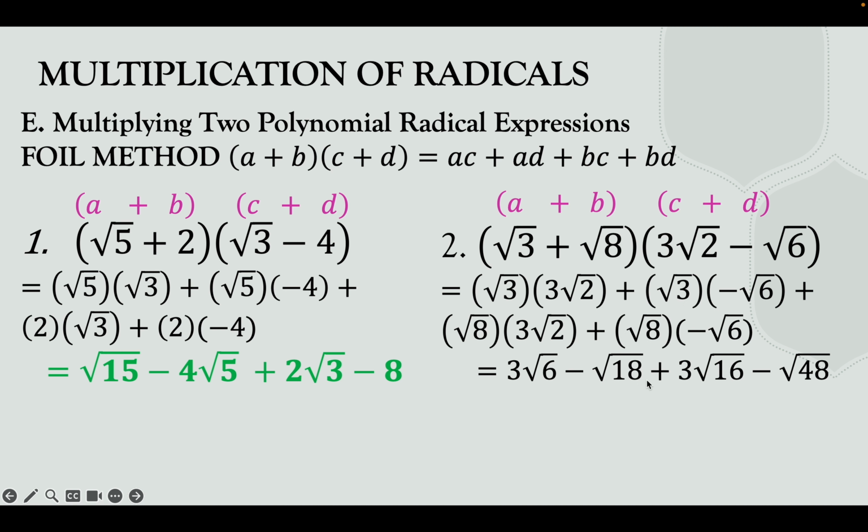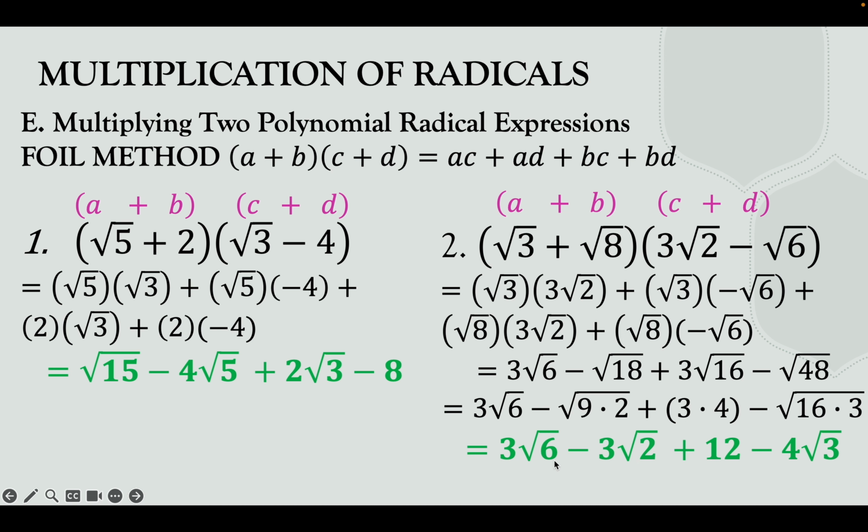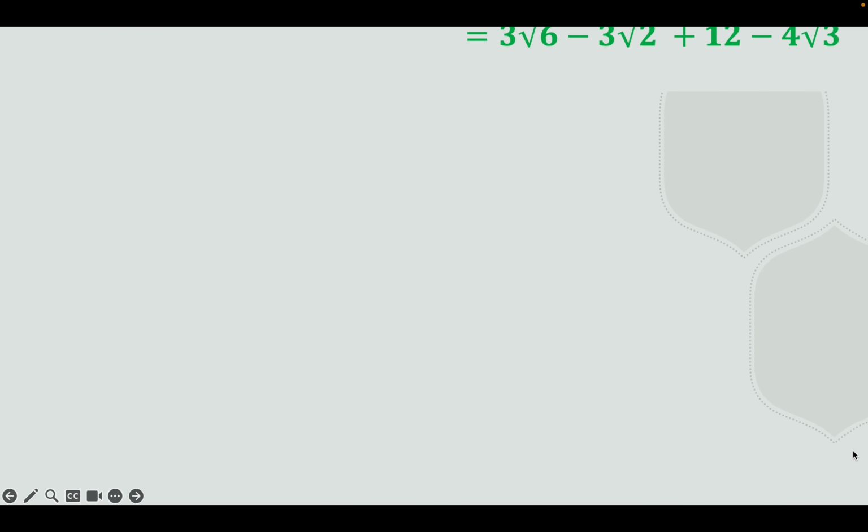So we have negative square root of 18 plus 3 times square root of 16 minus square root of 8 minus square root of 6 times square root of negative square root of 6. We have square root of 48. So we can factor square root of 48 here: 16 times 3, since 16 is a perfect square. Simplify, and also we can simplify this one. Square root of 16, we have 4. So we have 3 square root of 6 minus 3 square root of 2 plus 12 minus 4 square root of 3. That is our final answer.